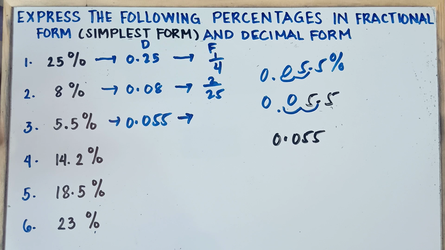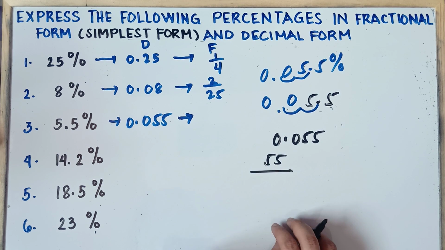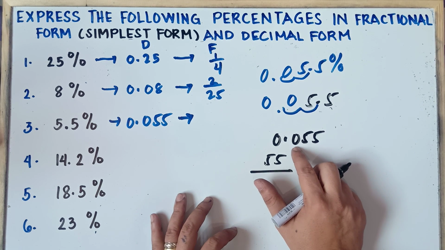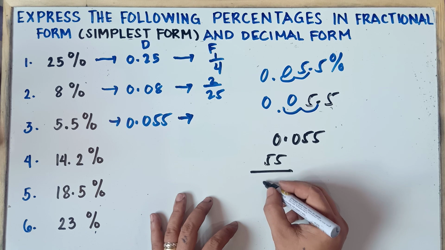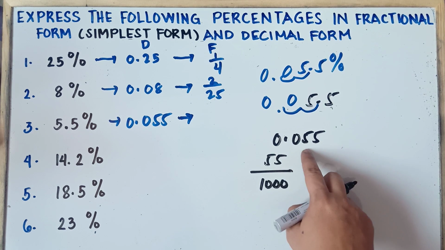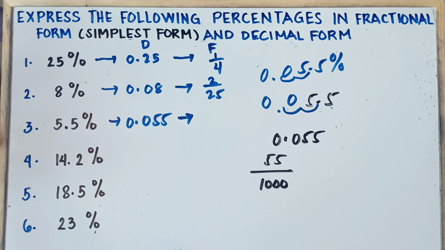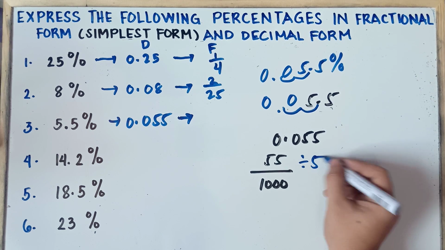Alright, and the fractional form for that, so this will be 55 over, so once again, class, count the number place value, tenths, hundredths, thousands. So this will be 55 over 1,000. Simple as that, class. So tenths, hundredths, thousands. Can we reduce? Yep, we can reduce this one by 5. So divide by 5.